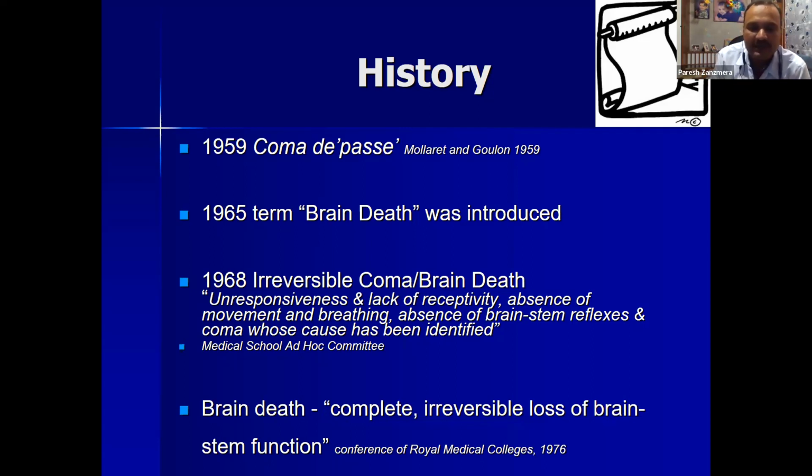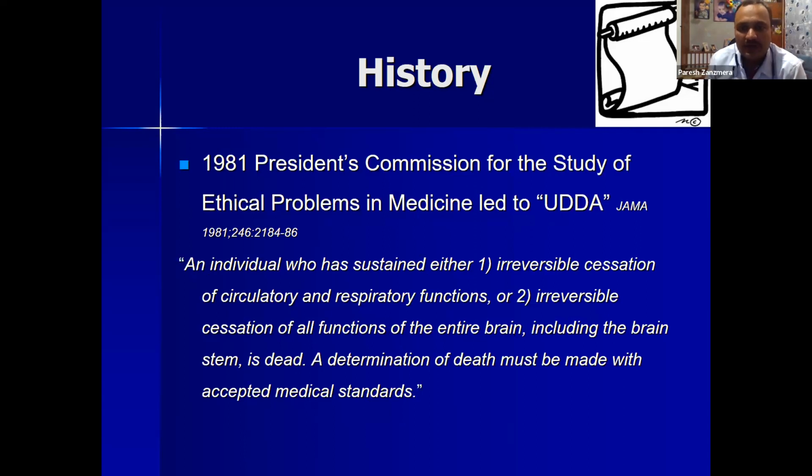In 1976, the Royal Medical Colleges defined brain death as complete irreversible loss of brainstem function. The President's Commission study of ethical problems in medicine led to the UDDA, published in JAMA in 1981, with particular emphasis on the definition of brain death. I would just read it: an individual who has sustained either irreversible cessation of circulatory and respiratory function, or irreversible cessation of all functions of the entire brain, including the brainstem, is dead. A determination of death must be made in accordance with accepted medical standards. By this time, people realized that if the brain is dead, there is almost 100% possibility, or rather 0% possibility of survival, if the patient has been declared brain dead.